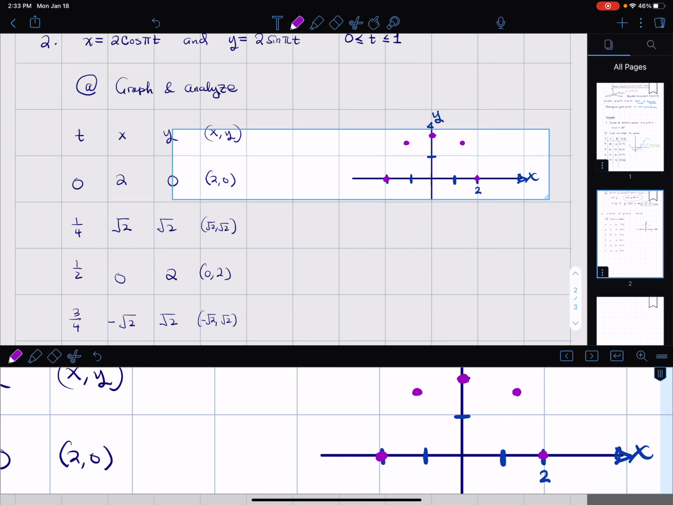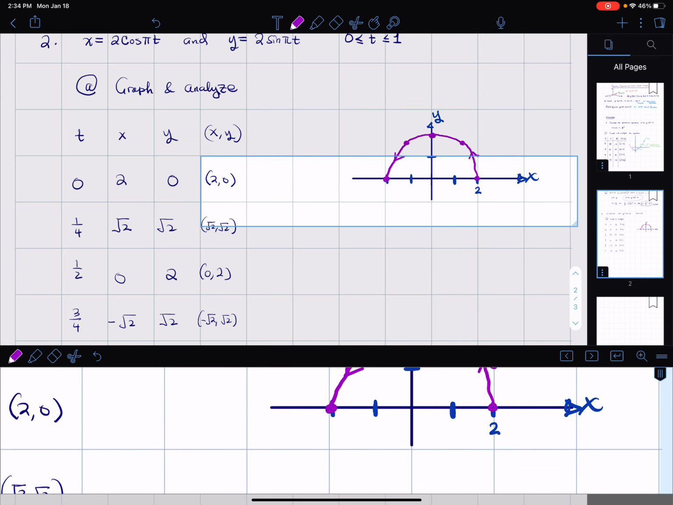See the direction we're going. Yes, I did it. We did it. All right. So this is our direction. We're going in a counterclockwise direction, right?